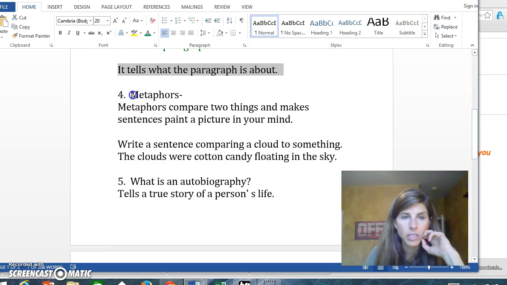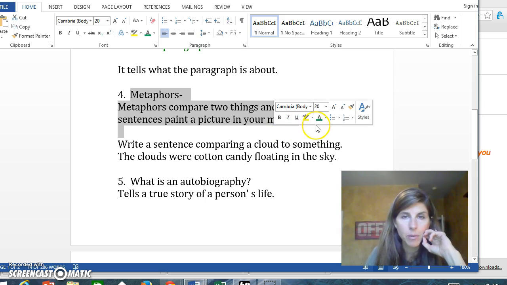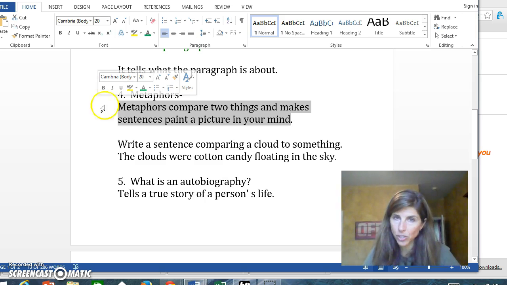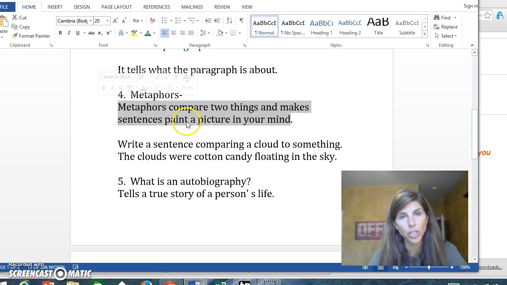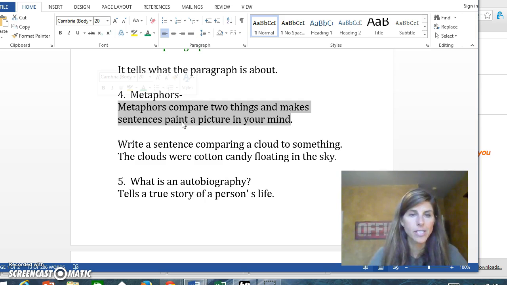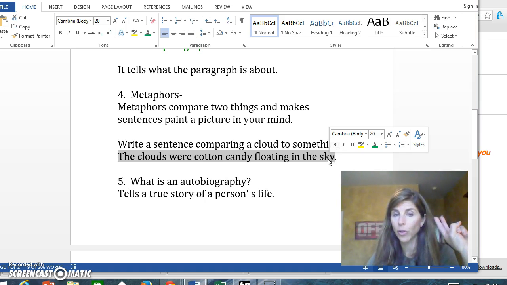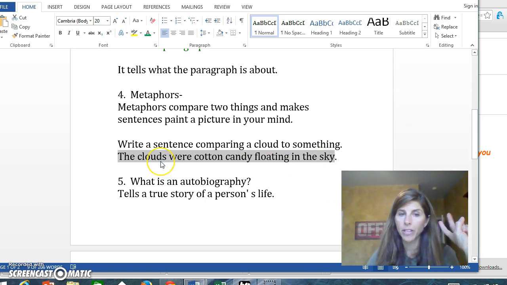So metaphors, we've worked a little bit with that. Metaphors compare 2 things and make sentences paint a picture in your mind. So what writers do really is they use a metaphor, just another way to describe something. So they're comparing something to another, such as the following sentences. Write a sentence comparing a cloud to something. The clouds were cotton candy floating in the sky. So the 2 things that were compared were what? Comparing clouds to being like cotton candy floating in the sky.